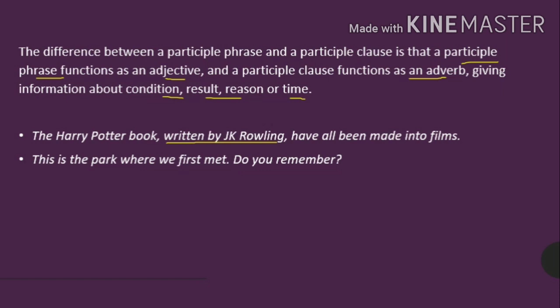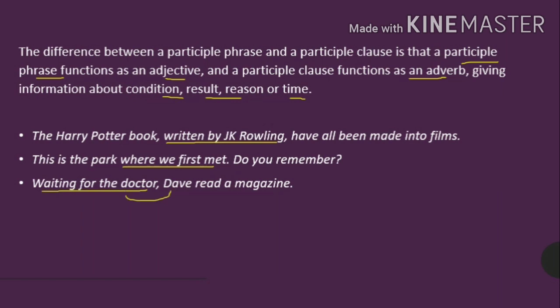This is the part where we first met. Do you remember? But this is required information. So it is called the defining relative clause or defining adjectival clause. Waiting for the doctor, they read a magazine. It is giving information about the noun they, while he was waiting for the doctor. So we remove the subject, we remove the verb. So this is actually a reduced participle clause.